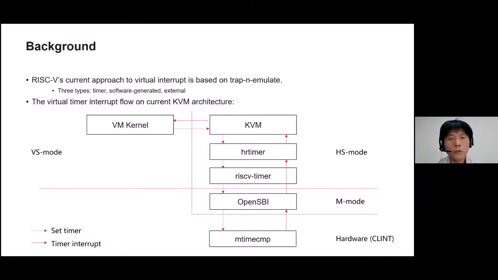The current flow of the virtual timer interrupt is shown here. Whenever the VM kernel needs to set up the timer for a timer interrupt, it needs to trap to KVM, which utilizes the hrtimer and the timer driver, which finally traps to machine mode to set up the physical timer. On an interrupt, the hart is switched to machine mode first. OpenSBI then injects the timer interrupt to the HS-mode host kernel, which then injects the timer interrupt to the guest kernel. The entire process includes multiple traps and components. Many cycles are spent on emulation of the timer interrupt to the guest.